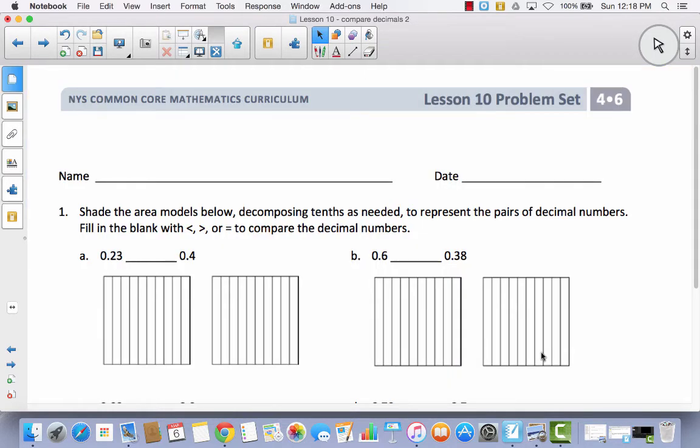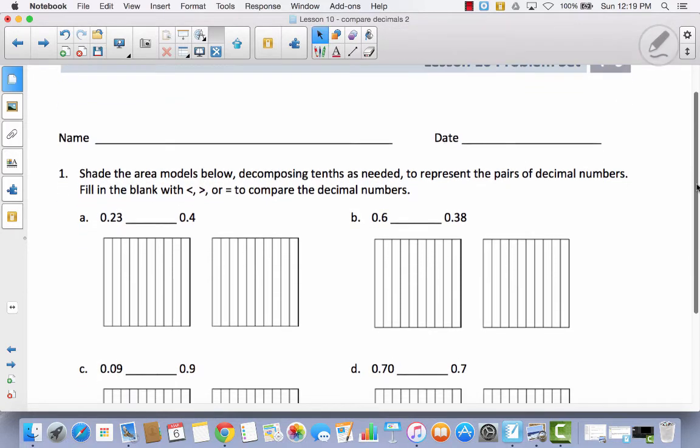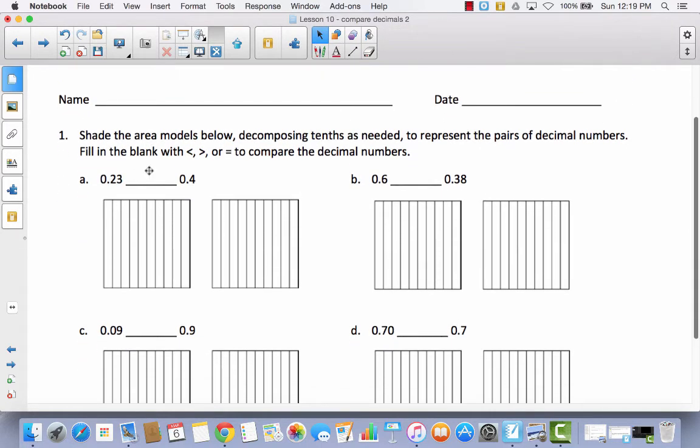And we're going to shade the area models below, decomposing tenths as needed to represent the pairs of decimal numbers. Fill in the blank with less than, greater than, or equal to compare the decimal numbers. So we're going to be using area models to compare. So you're going to notice we're not just putting greater than and less than. We are justifying our answers here with these area models. This is one way we can do that.